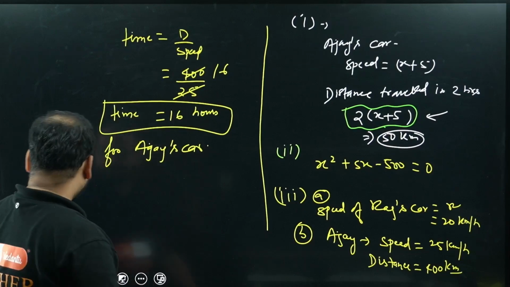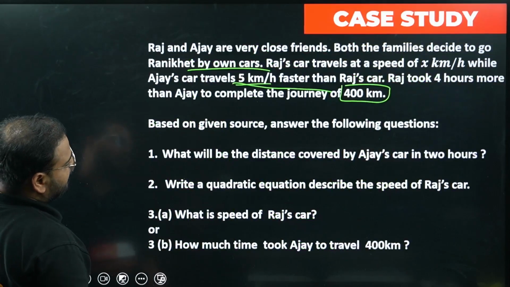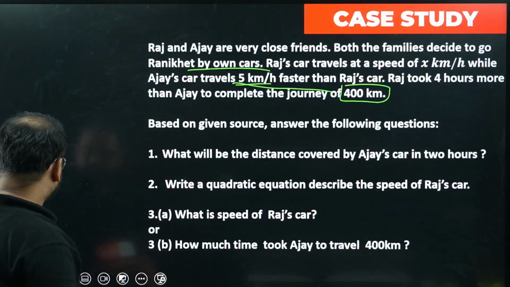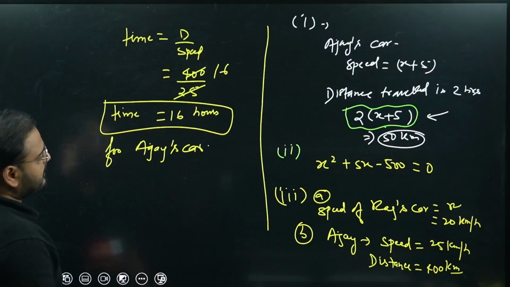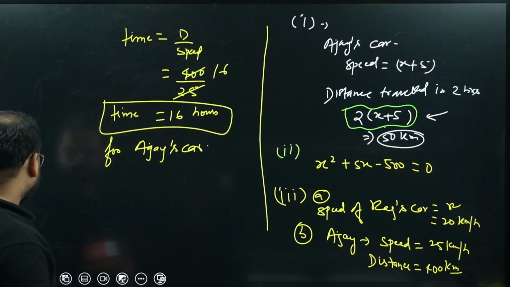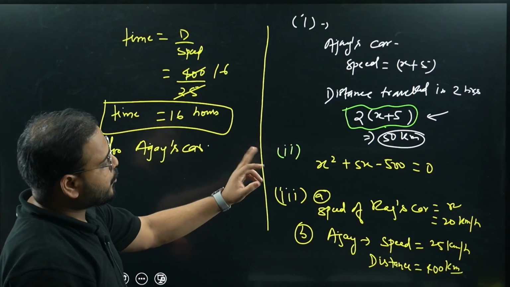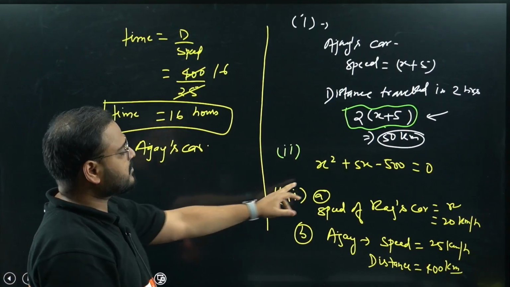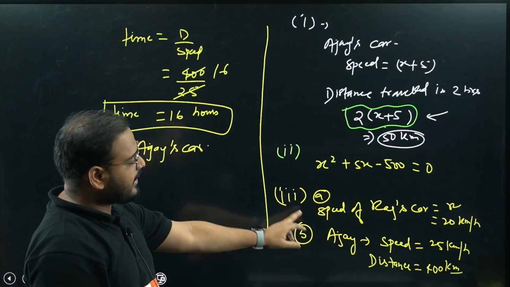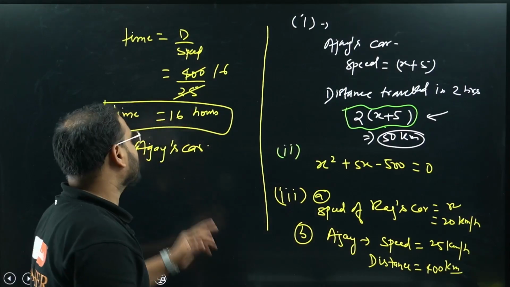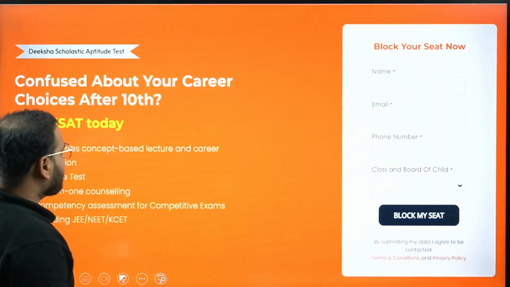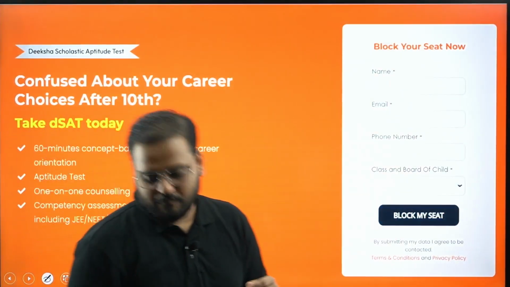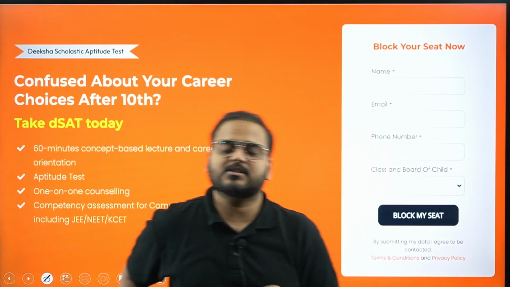Chaliye. So please write these answers. Have a look at the questions once again, the equations that I solved over here and the answers. My first answer is 2 times x plus 5. Second answer is the equation itself. Third answer, part A, is 20 km per hour. And fourth answer is 16 hours. I hope this is okay. With this, the session for practicing quadratic equation questions is done.